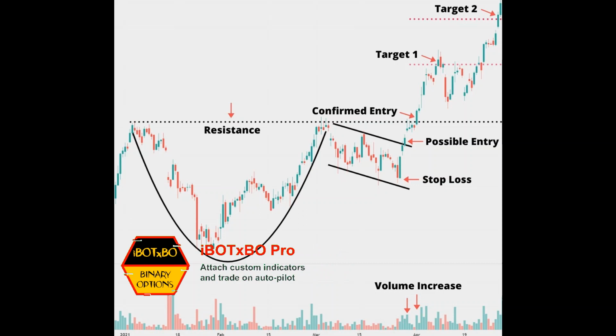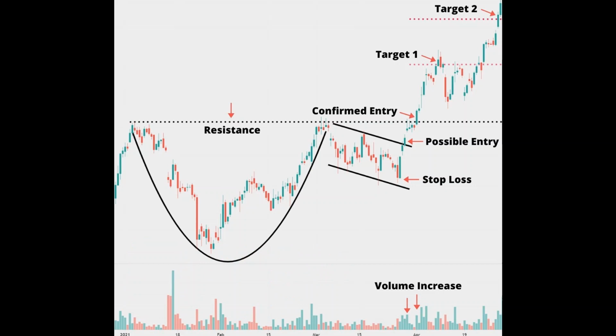It's important to note that the cup and handle pattern is just one of many technical analysis tools, and should be used in conjunction with other forms of analysis, such as fundamental analysis and market sentiment, to make informed trading decisions. Additionally, it's crucial to have a solid risk management strategy in place, and to only trade with money that you can afford to lose.